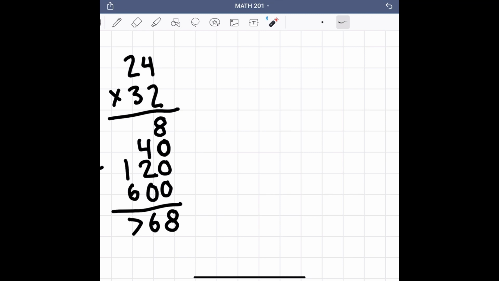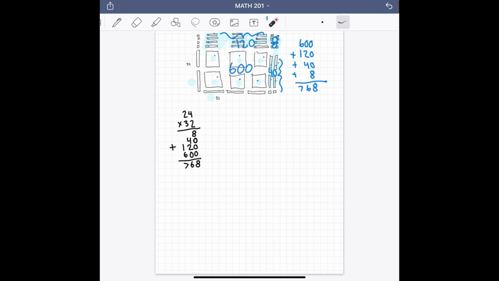Now that we've gone through the concrete format, the representational format, and the abstract format, we have found that in each format we count 768 units. So 24 times 32 is 768.